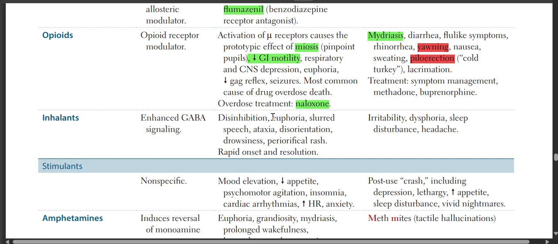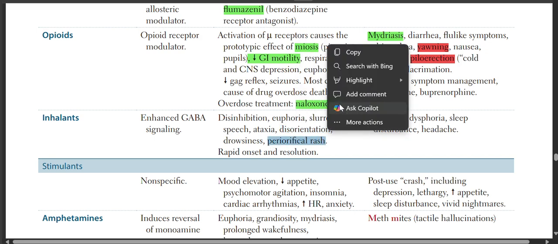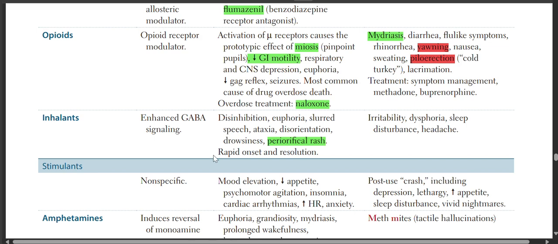And usually these will also cause euphoria and disorientation. But this part here is the most important, the perioral or perifacial rash. And then the withdrawal side effects are pretty non-specific for these patients.